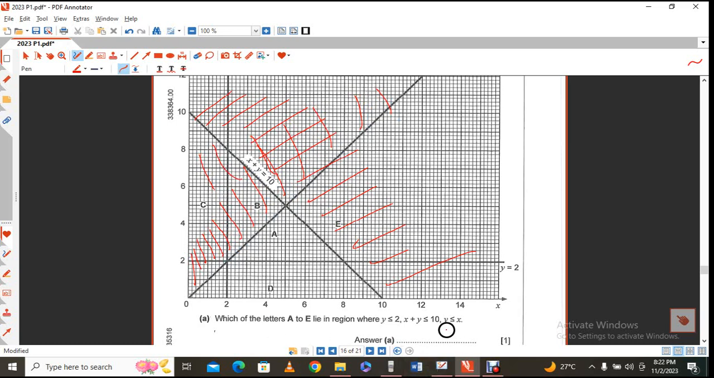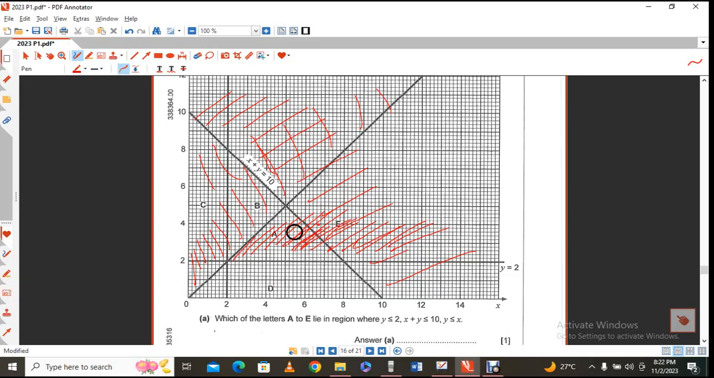Let's come to this one here. y is less than or equal to 2, which is represented by this line here, y equals 2. So the wanted region is the region that is below that. So if you were to shade, you're going to shade above that. So above that is where you are shading, okay?